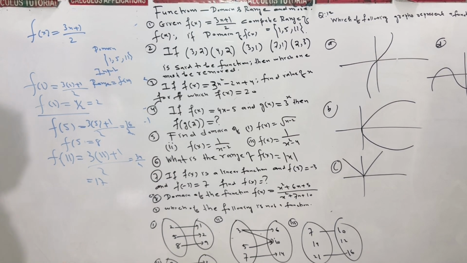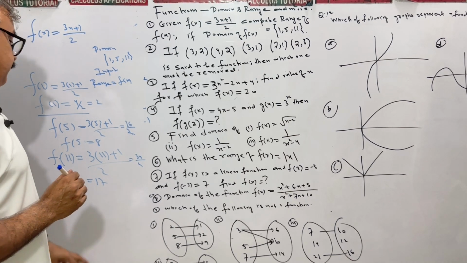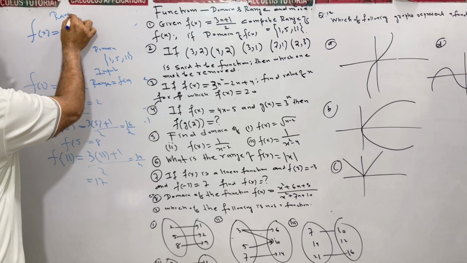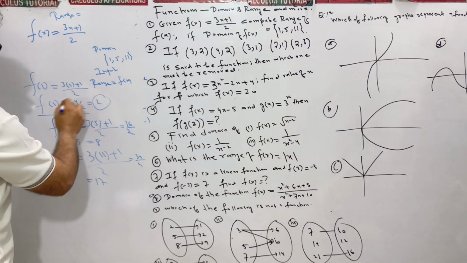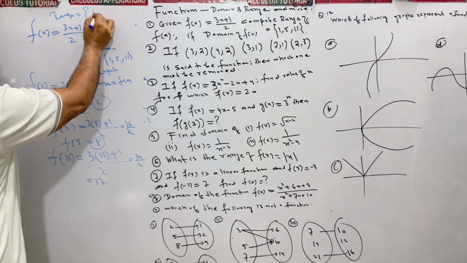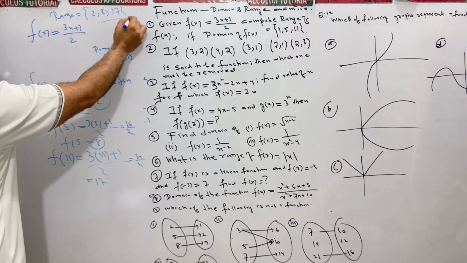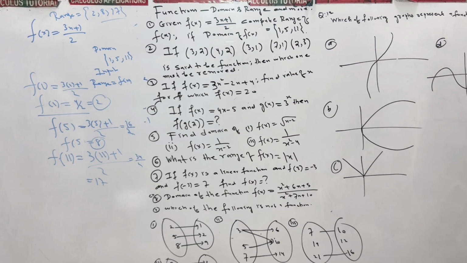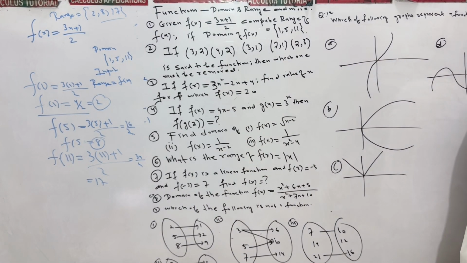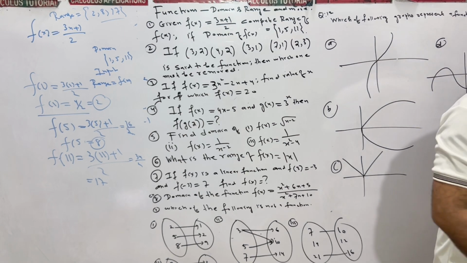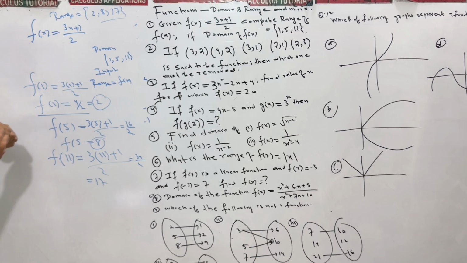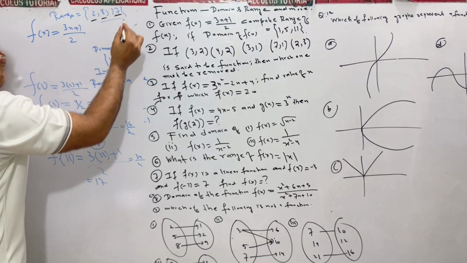Pass me the marker. It's not writing. Yes. So the range is 2, 8 and 17. Where is the marker? Here I have it. Yes, so this is our range: 2, 8 and 17.